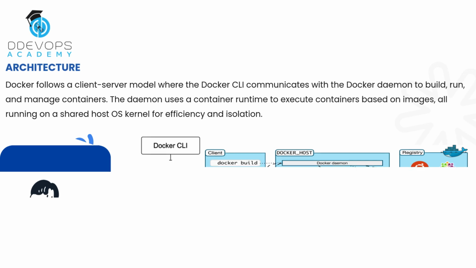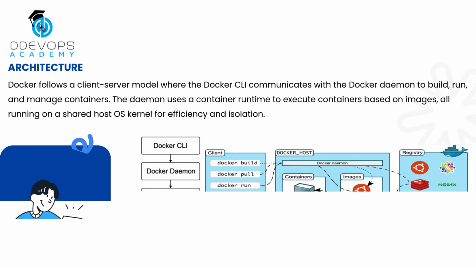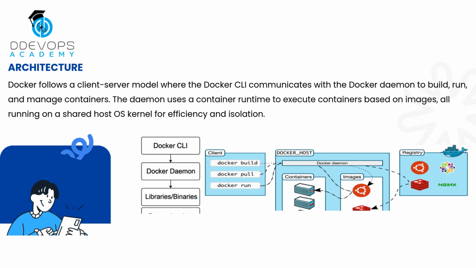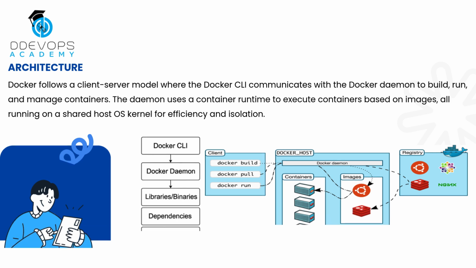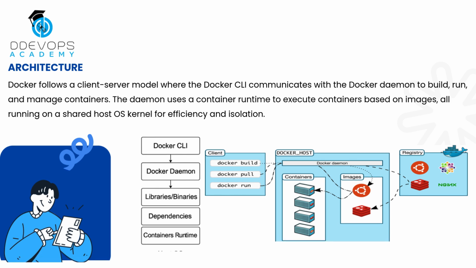Let's explore Docker's architecture. Docker uses a client-server model. The Docker CLI sends commands like build, pull, and run to the Docker daemon. The daemon handles containers using a runtime on the host OS. Images, like Ubuntu, Redis, or NGINX, are pulled from registries and turned into running containers. This setup ensures efficiency, isolation, and portability across environments.